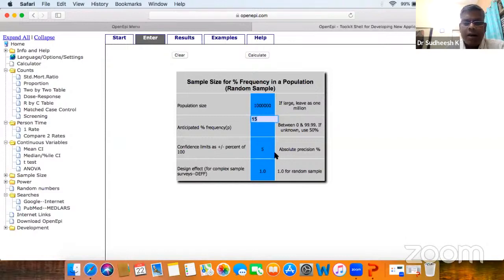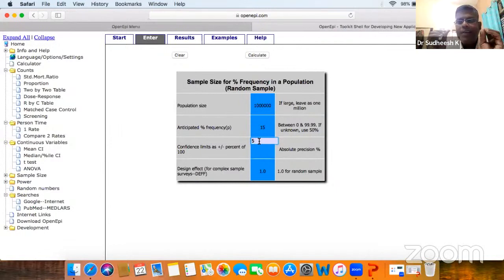Then absolute precision is the next thing. Absolute precision is nothing but the range within which I am expecting the value. For example, you can keep it at 5 or 10 or 15 depending upon. Now there is one thing I want to tell when you think about absolute precision. Suppose you are studying something which is very commonly occurring, it's always better to keep the absolute precision as low as possible, because there is a possibility of wide variability of the outcome. So therefore you keep an absolute precision of 5%.